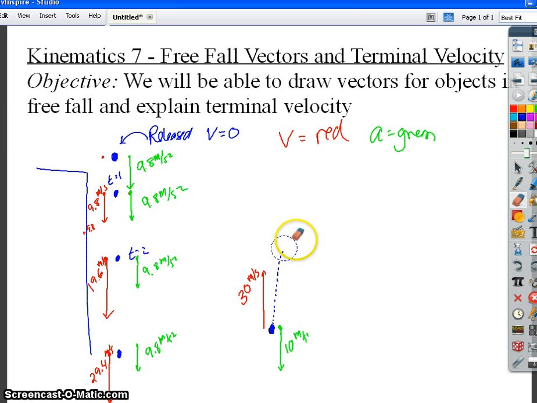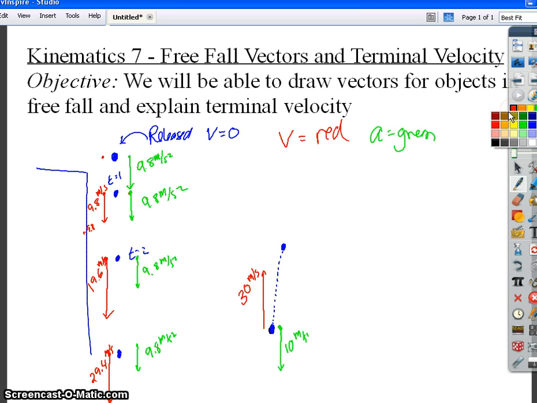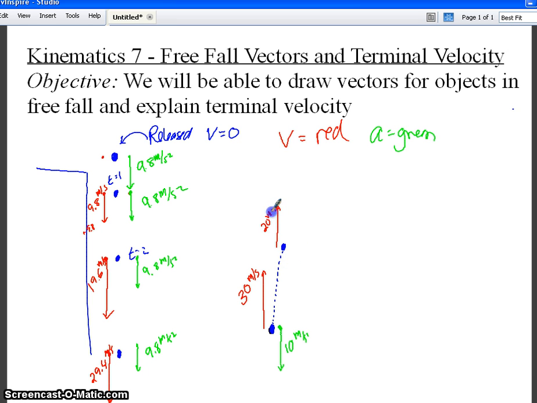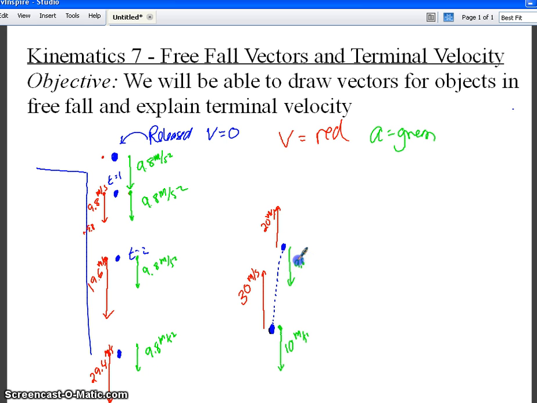So after 1 second, it's going to be right here. What's the velocity going to be? Well, if the velocity was going up right here and acceleration is pointing down, that means the velocity is going to change by 10 meters per second in the opposite direction. So this right here is going to be 20 meters per second. And notice the acceleration is still 10 meters per second squared.